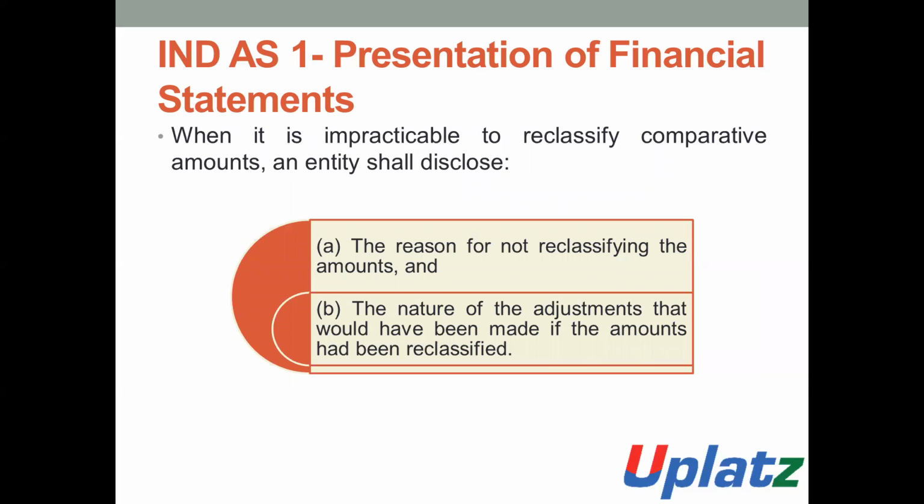When it is impracticable to reclassify comparative amounts, then the entity shall disclose the reason for not reclassifying the amounts. That is, the entity will disclose the reason for not reclassifying the amounts, and the nature of the adjustments that would have been made if the amounts had been reclassified.